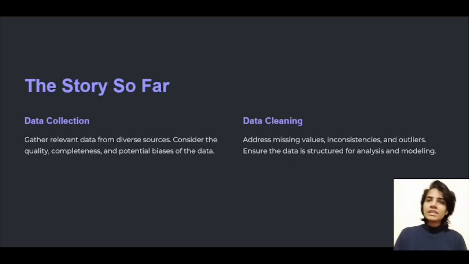So, the story so far. What we have covered so far is the data collection and data cleaning, right? So what was the data collection? Gather relevant data from diverse sources, consider the quality, completeness and potential biases of the data. Next is data cleaning. What was data cleaning? It's to address missing values, inconsistencies and outliers, and ensure the data is structured for analyzing and modeling, right?